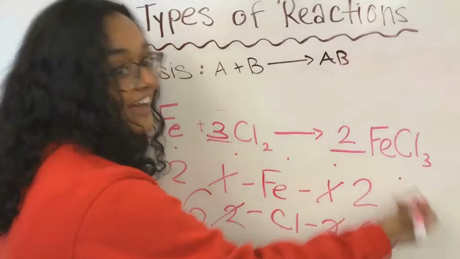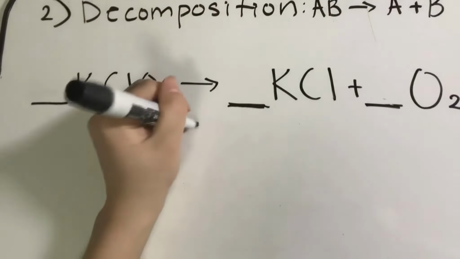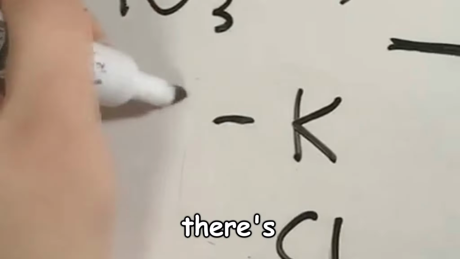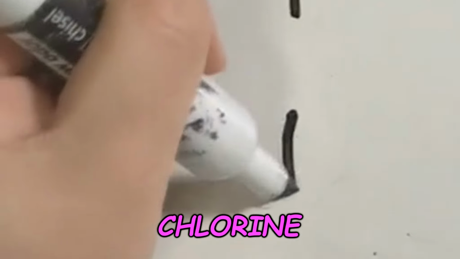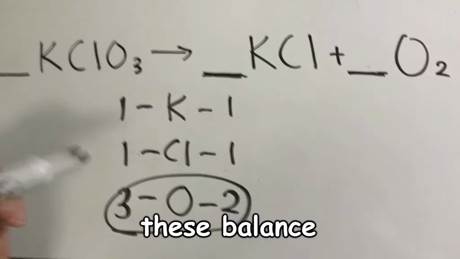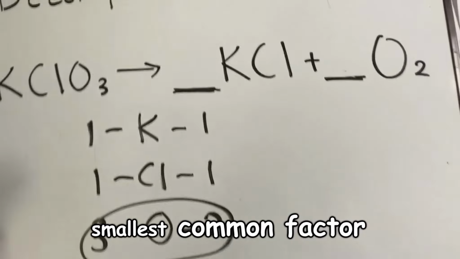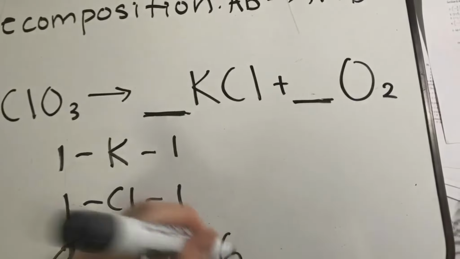For this decomposition equation, there's potassium, chlorine, and oxygen. On this side, there is 1 potassium, 1 chlorine, and 3 oxygens. On this side, there's also 1 potassium, 1 chlorine, and 2 oxygens. Everything is balanced except for oxygen. In order to make these balanced, you would have to get these numbers to 6 because that's the smallest common factor. So, in order to do that, you would multiply this by 3 to get 6.